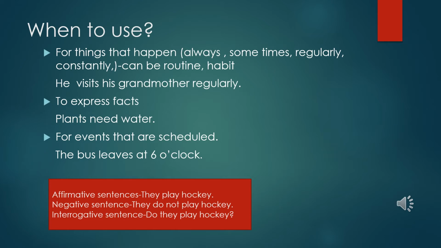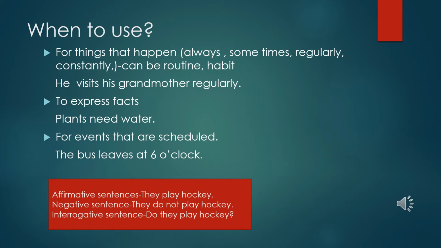These time expressions you can also see in the sentences. He visits. Here the verb visit is in the simple present tense. Visits his grandmother regularly, because it is an action that happens regularly. Now, the second one is to express facts, in the sense of a universal truth that is not going to change at all. Like plants need water.